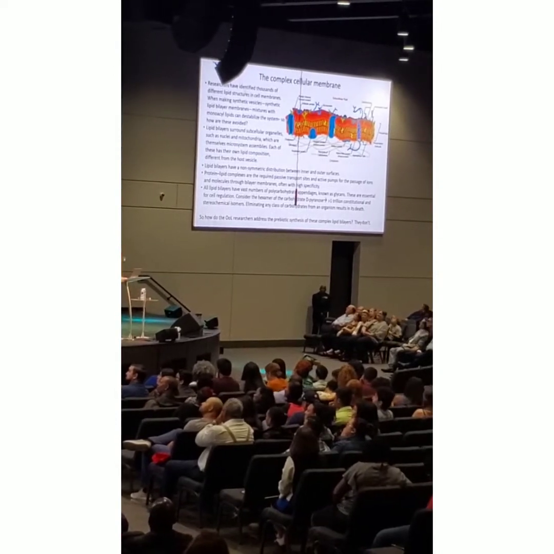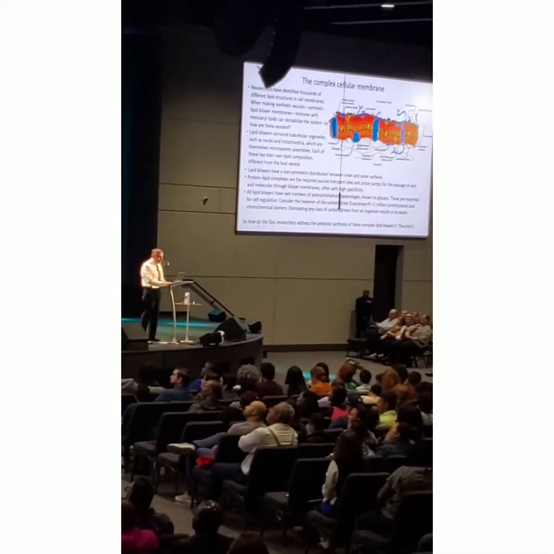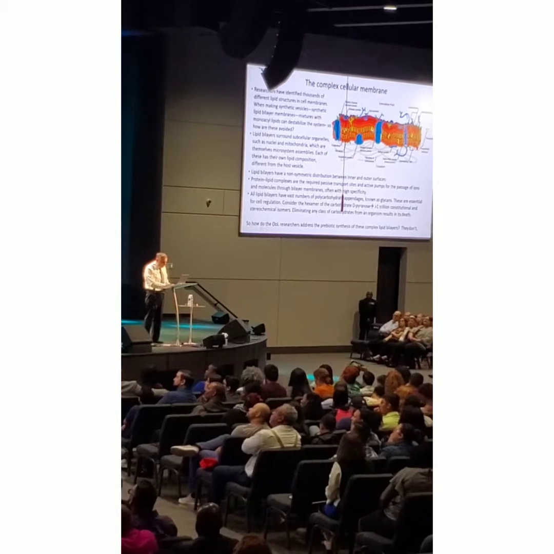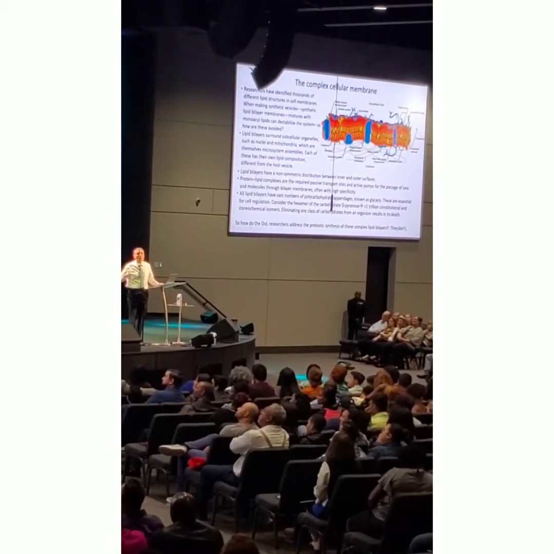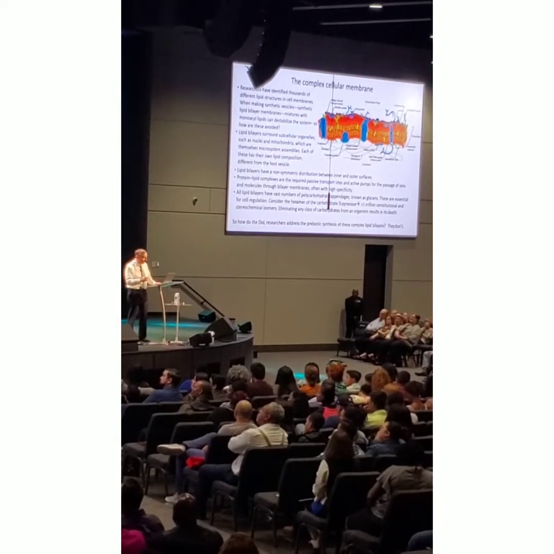There are 40,000 different lipids that have been identified as part of these cell membranes. And the outer surface is different than the inner surface. Nobody knows how that's done. We can't even do that in a laboratory. We have no idea how it's done.